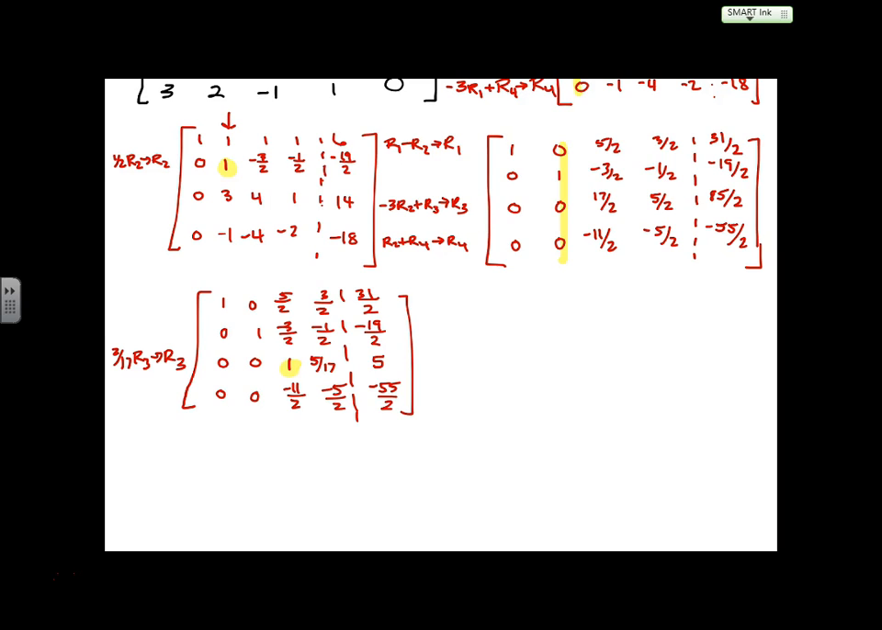Yeah, it is. What's it our time now to do? Get them zeros. Let's get them zeros. Multiply negative 5 halves times row 3 plus row 1 into row 1. Multiply 3 halves times row 3 plus row 2 into row 2. 11 halves row 3 plus row 4 into row 4.